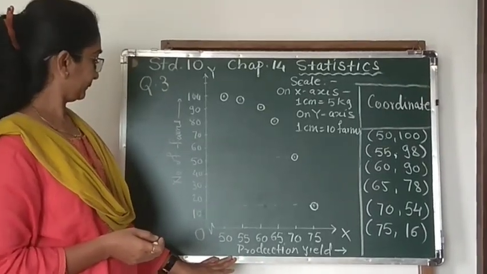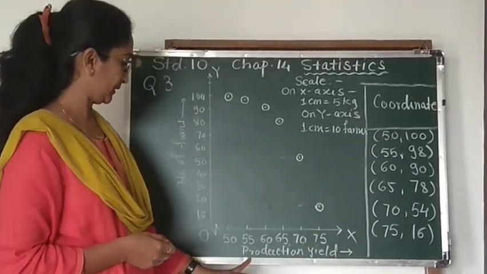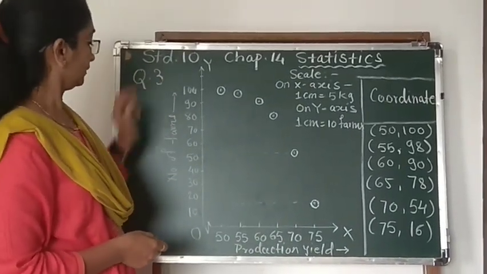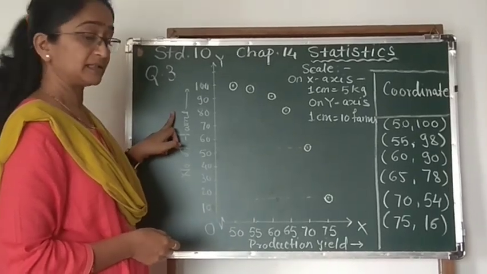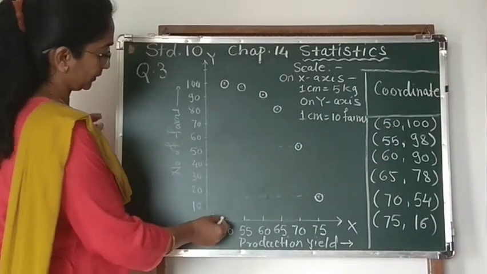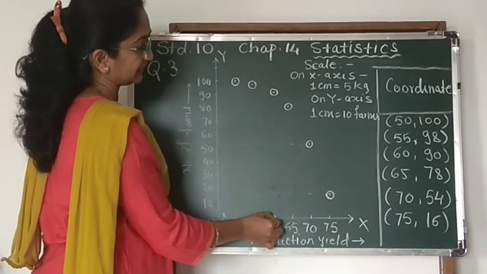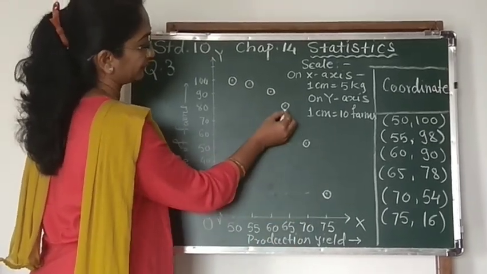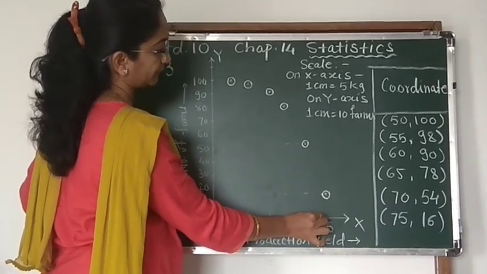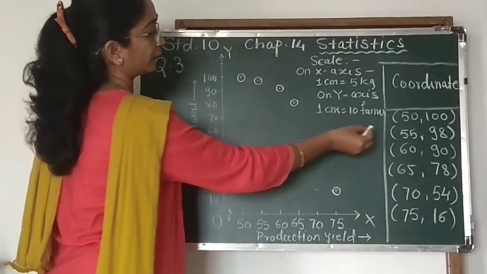Now these are the points plotted on the Cartesian plane. On x-axis we have taken the production yield, and on the y-axis the number of farms, that is our cumulative frequencies. Now first point is 50, 100. So here 50, 100. This is our first point. Then 55, 98, 60, 90, 65, 78. Then this is 70, 54 and 75, 16. So these are the points from these coordinates.